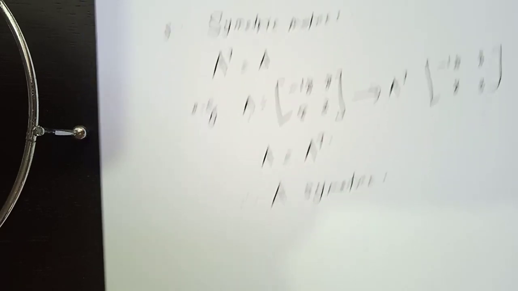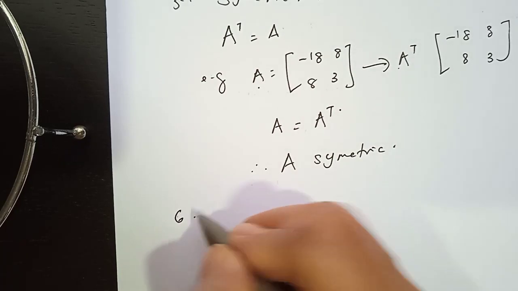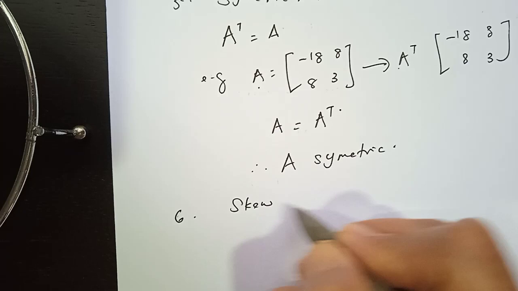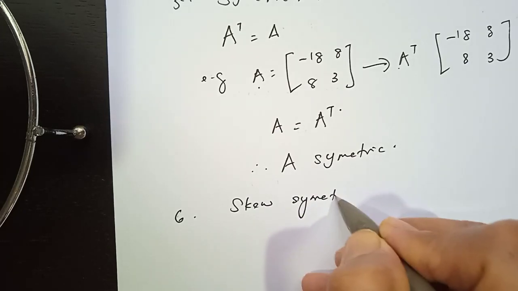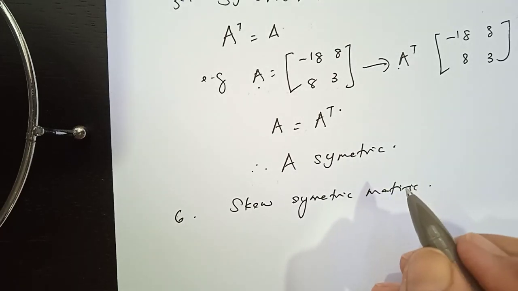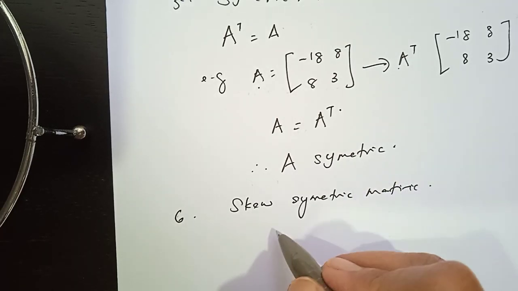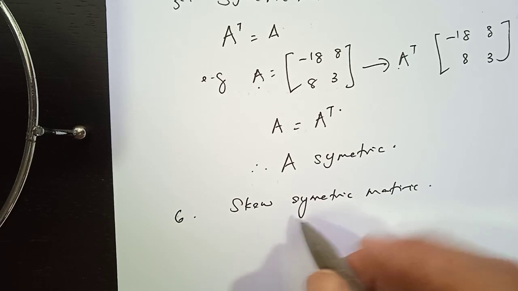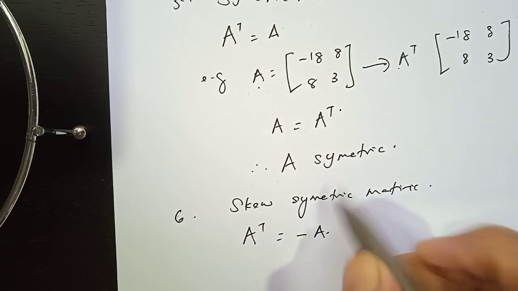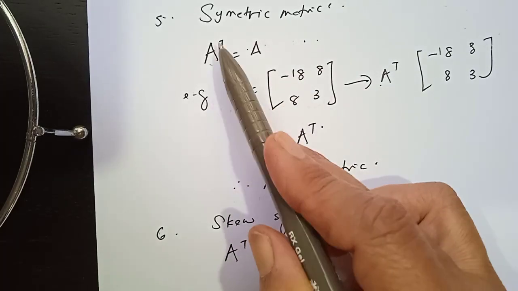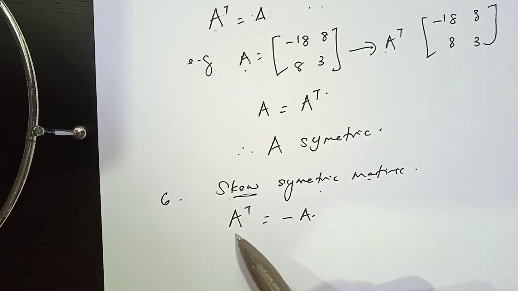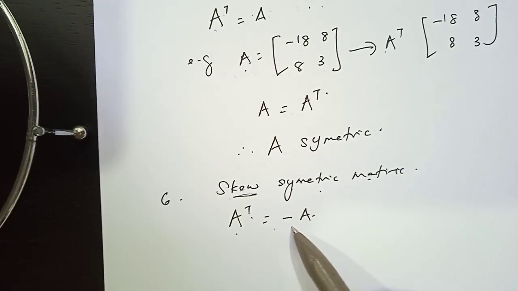Okay, next is number 6, skew symmetric matrix. A skew symmetric matrix is a square matrix where A transpose is equal to -A. For a symmetric matrix, A transpose equals A, but for a skew symmetric matrix, A transpose is equal to -A.